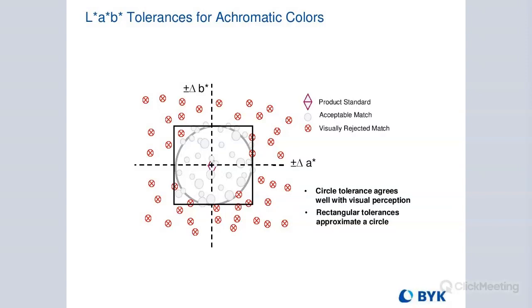Okay, so this is just an idea of what happens with Delta E CMC or CIELAB tolerance. Okay, so the circle kind of fits what we think would be acceptable, and the square is what the CIELAB tolerances would do. So it's not so bad. I mean, maybe you got like three things that visually aren't acceptable, but actually get shipped.